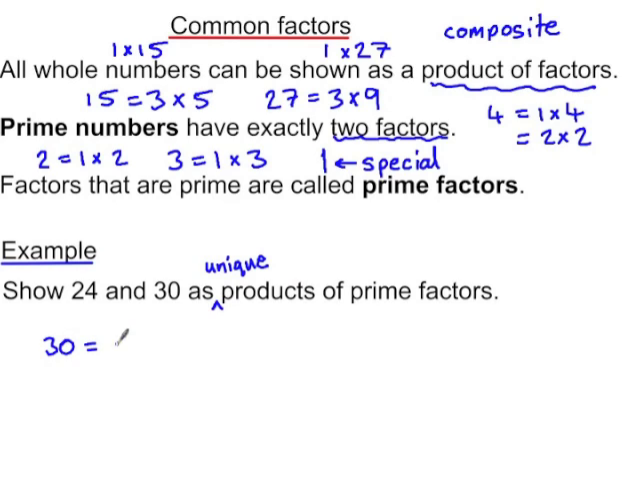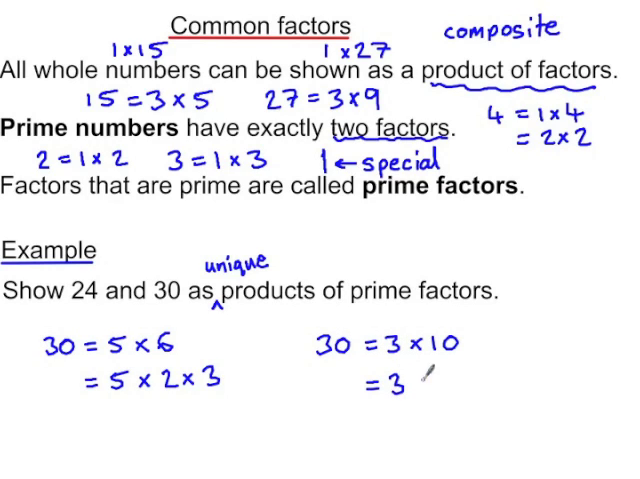So 30 is 5 times 6, 5 is a prime number, and 6 is 2 times 3. So there's my product of prime factors. Or you might have started with 30 is 3 times 10, 3 is prime, and 10 is 2 times 5. As long as you've got these three prime factors, then you have expressed 30 as a product of prime factors.